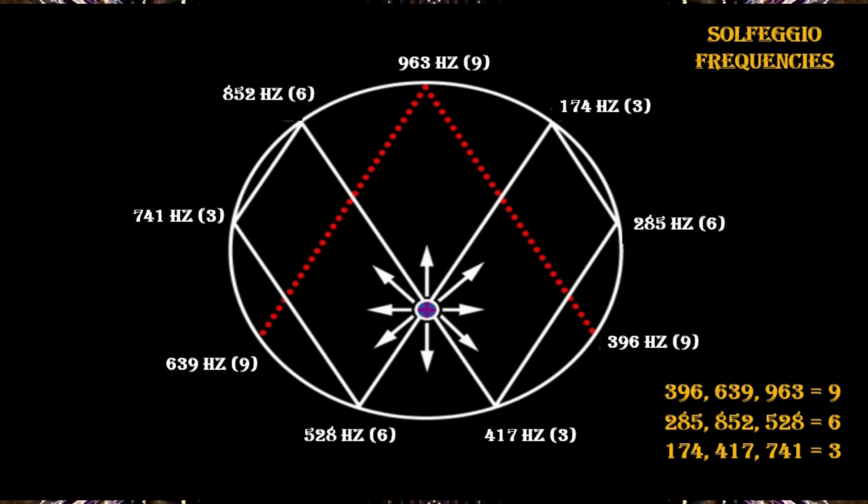417 Hertz, which is 4 plus 1 plus 7, is equal to 12, and then when that is reduced, it gives us 3. 528, and when we add 5 plus 2 plus 8, it gives us 15, and in addition, if we reduce that, 1 plus 5, it gives us 6. All these frequencies reduce to either 3, 6 or 9. Can you claim this as coincidence, or is it a hidden mathematical code of creation?